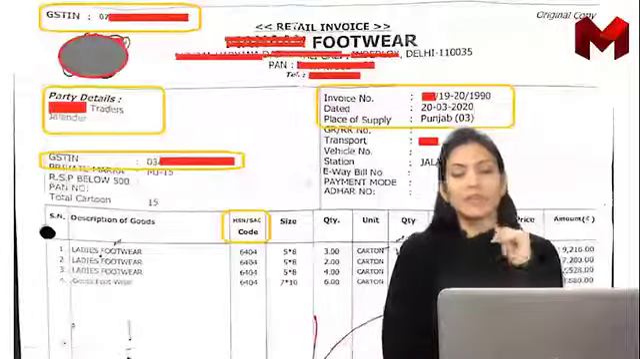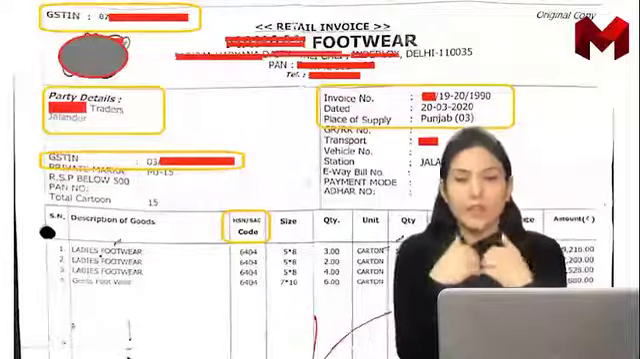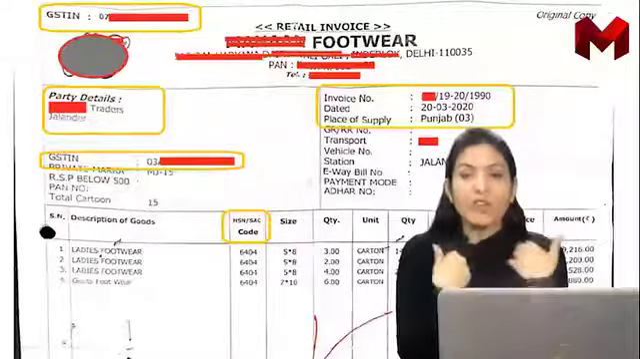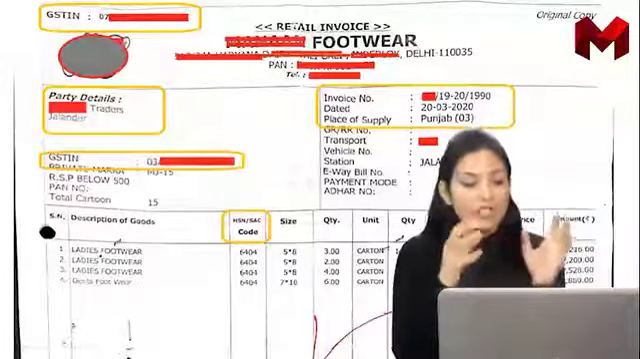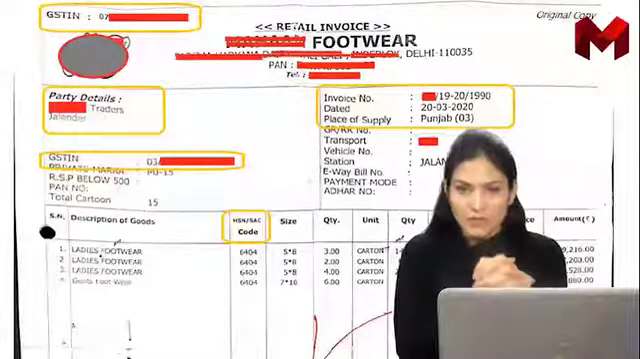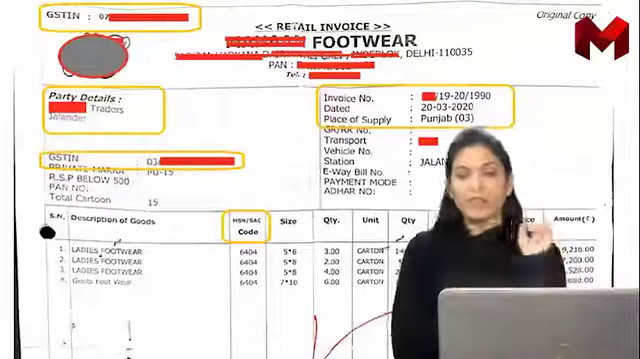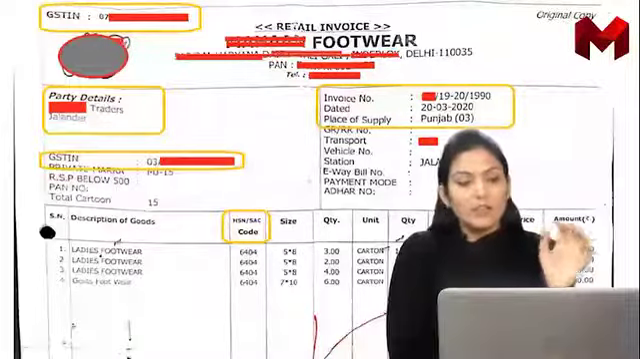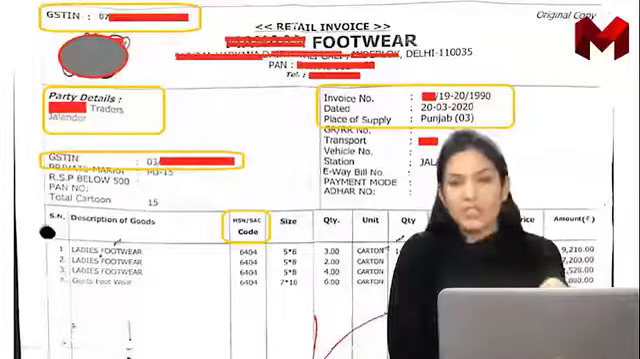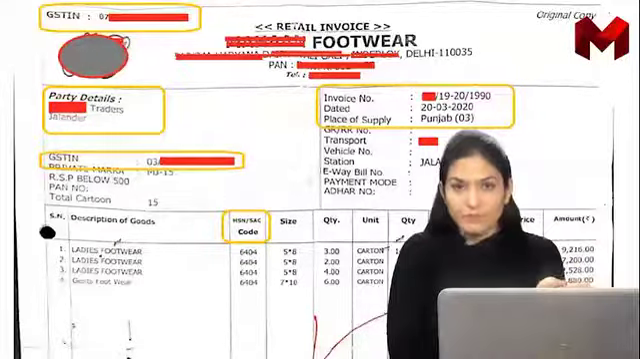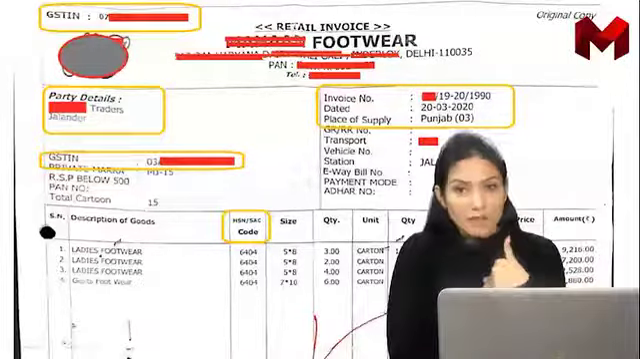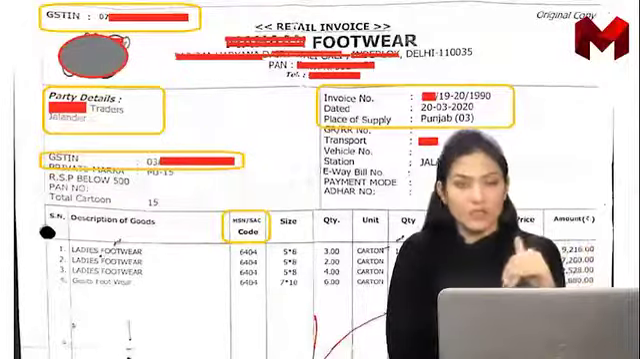If we see this bill, let us assume that we are a footwear seller, a trader of footwear, and we have purchased footwear from this business. This is dash dash footwear. What we have purchased from him is written in the description of goods. Ladies footwear is there. We are the footwear seller and we are purchasing footwear.